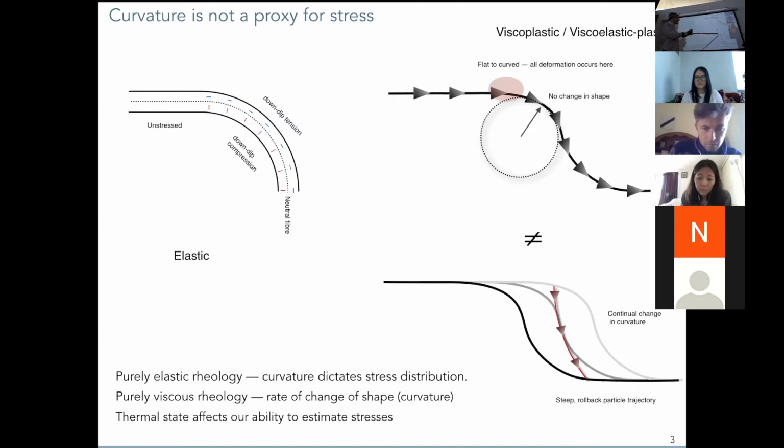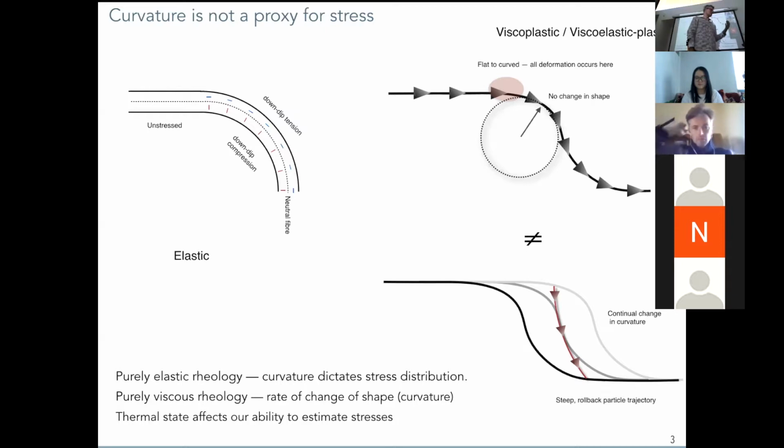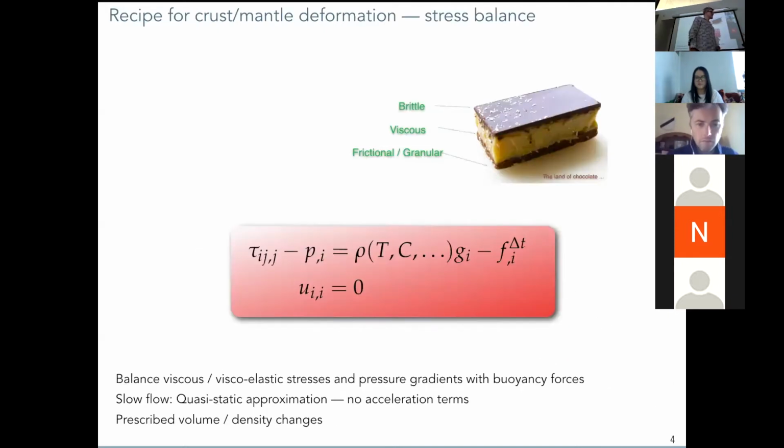You can compare that to something like a fast rollback system, in which this is a typical particle trajectory. That's not following the shape of the subduction zone at all. These should have very different stress patterns in them. So it's important when we do these stresses to think about the change of shape, and as soon as you do that, you really want to think in terms of three-dimensional things.